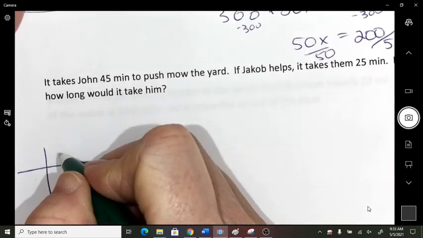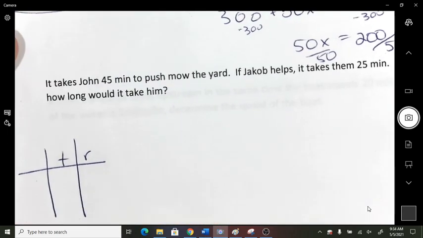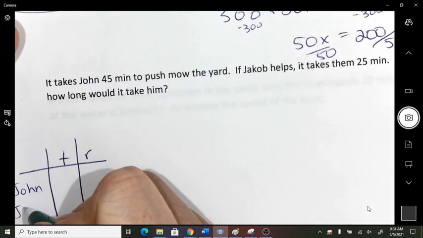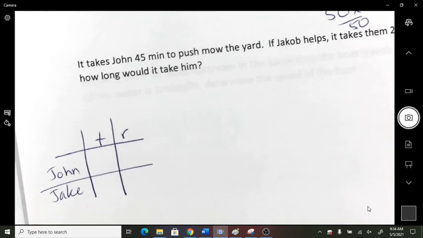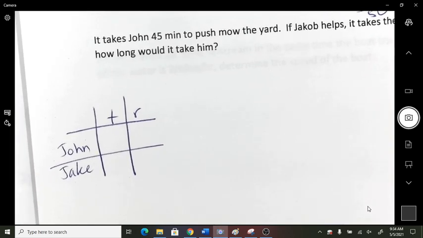Okay, time and rate questions. We have a John and a Jacob. So I'll do that just to help organize my ideas. So remember this. Your rate is how long it takes you by yourself to do a whole job. That's what a rate is. A time is how long you work for. Let's say if you work with somebody else, that's how long you're working for in that moment.